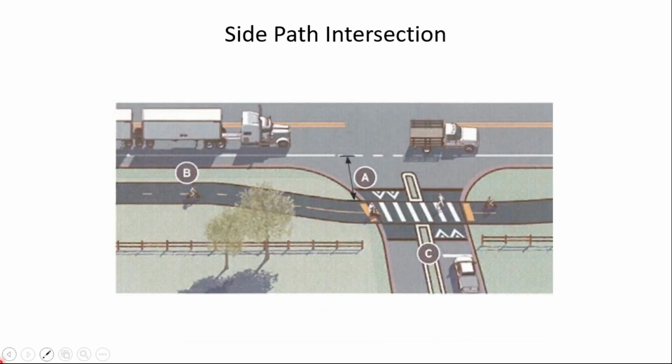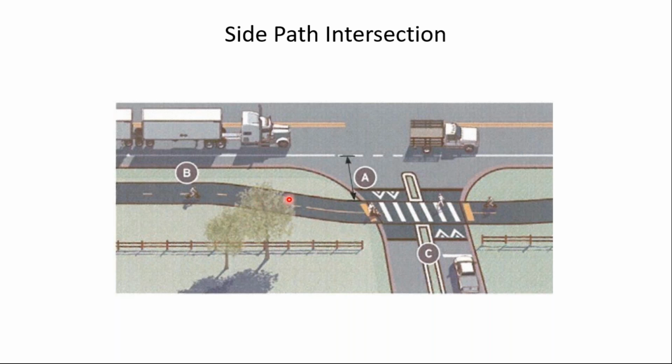One of the issues, though, with the side paths is what happens at intersections, which may be with roadways or with driveways, because notice of course, the path is almost immediately adjacent to the roadway. And so how do you handle turning movements? And this concept rendering shows how that might be done.